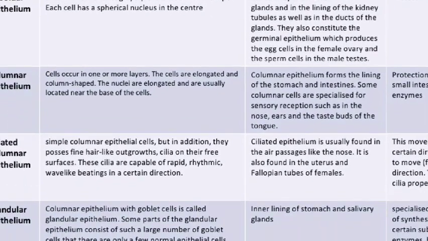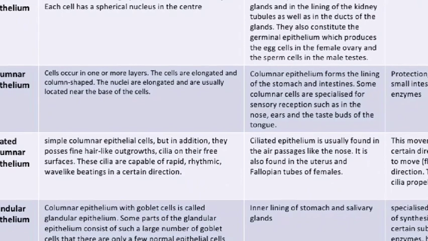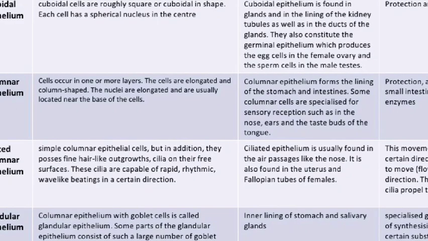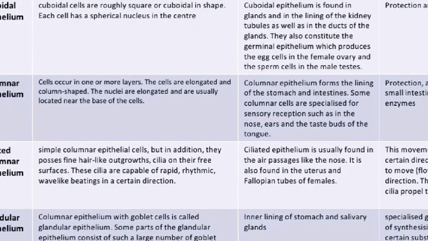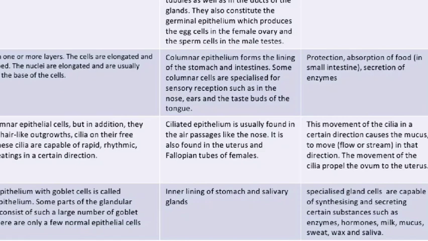Columnar epithelial tissue. Here cells occur in one or more layers. The cells are elongated and column-shaped. The nuclei are elongated and are usually located near the base of the cells. Columnar epithelium forms the lining of the stomach and intestines. Some columnar cells are specialized for sensory reception, such as in the nose, ears, and the taste buds of the tongue. The function of this tissue is to protect and absorb the food in small intestine and also secretion of enzymes.